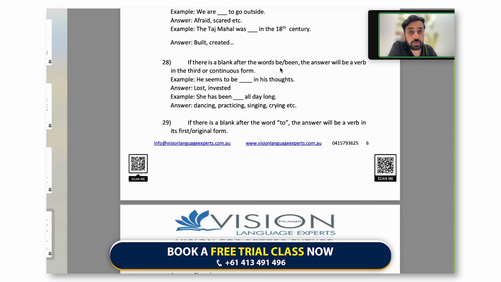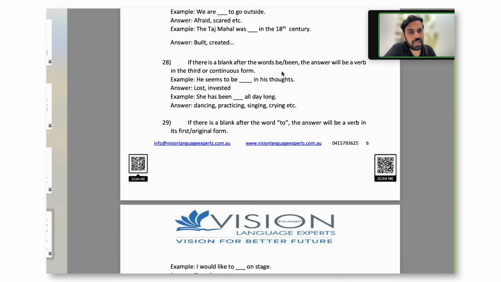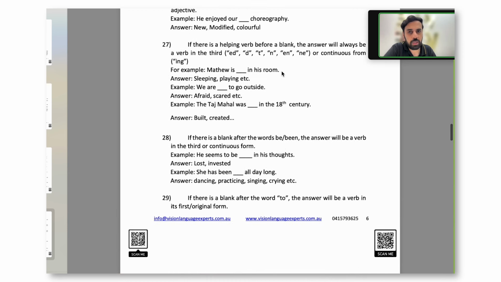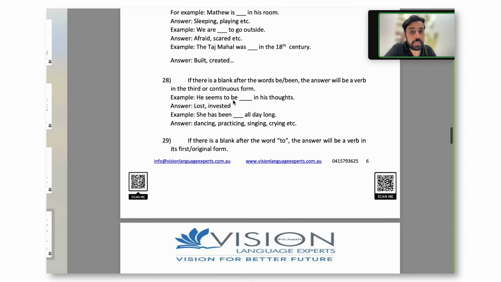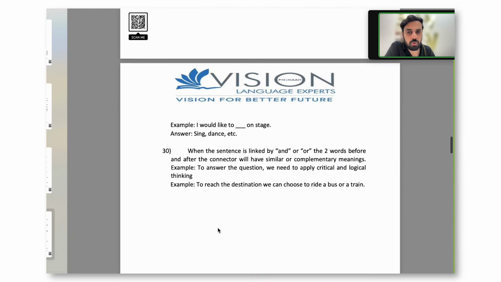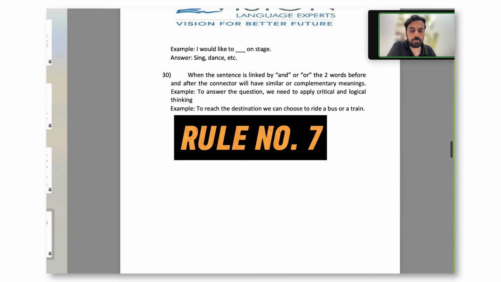If there is a blank after the words be or been, the answer will be a verb in the third or continuous form. Okay, what are the third forms? All these words ending with ed, d, t, n, en or ne, or in ing. So he seems to be lost, invested. She has been dancing all day long, with ing, practicing all day long. Okay, so make sure that you remember this rule. Very helpful rule, guys.